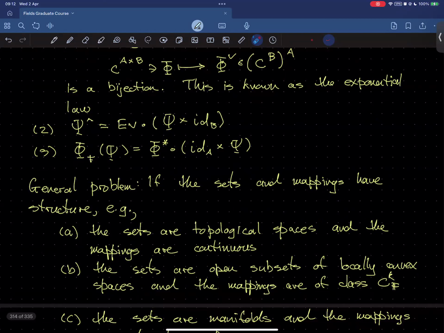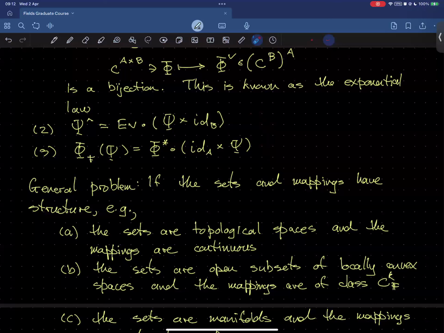And then there are some relationships between these things. I have a feeling, yeah, I think it's right as it is. Okay. All right, so there are some other relationships between these various mappings.